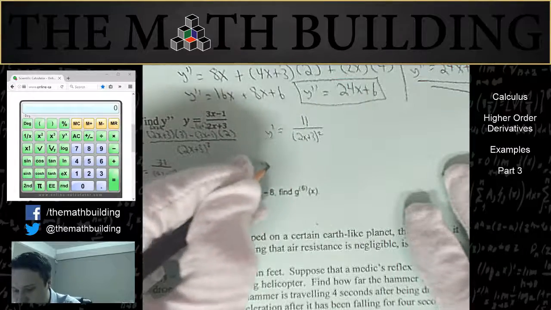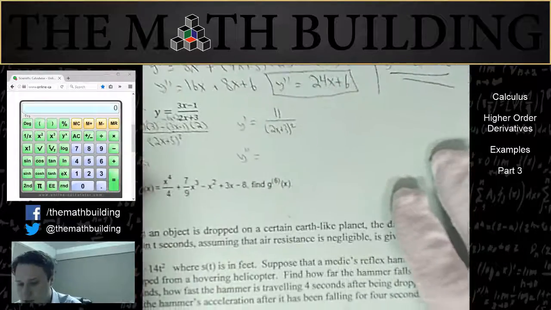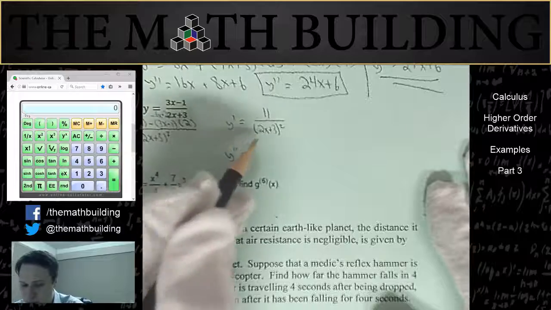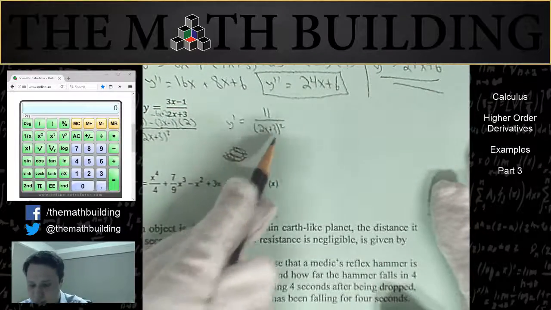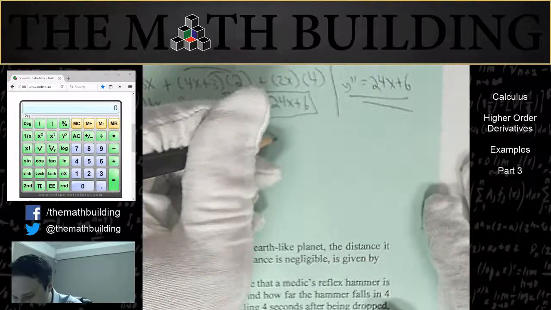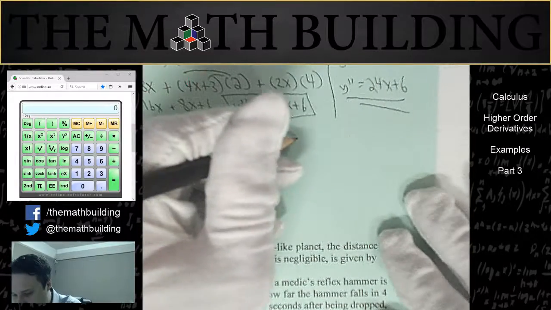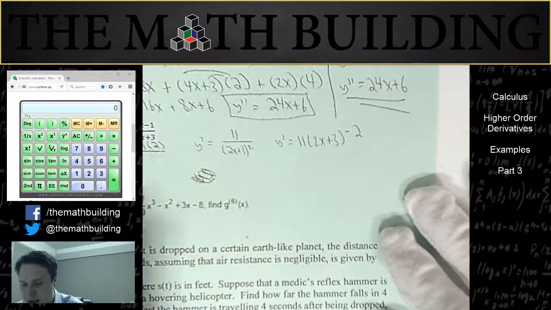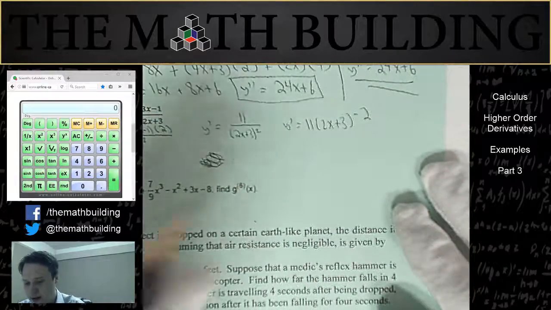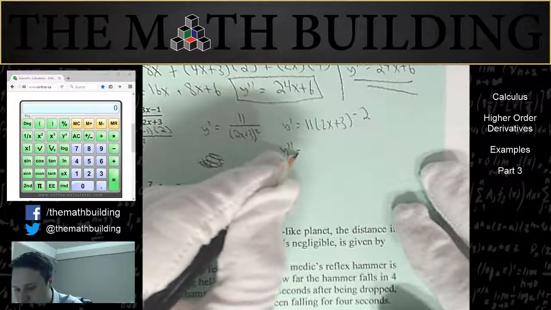And so now let's find y prime prime. So do the quotient rule. You know, I'm not gonna do the quotient rule here. I'm gonna show you better practice. We're gonna move this upstairs. So y prime is equal to 11 times 2x plus 3 to the negative 2 power. Is that okay? And now let's just do the power rule with the chain rule.